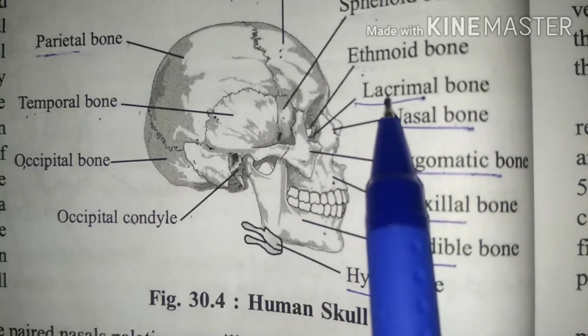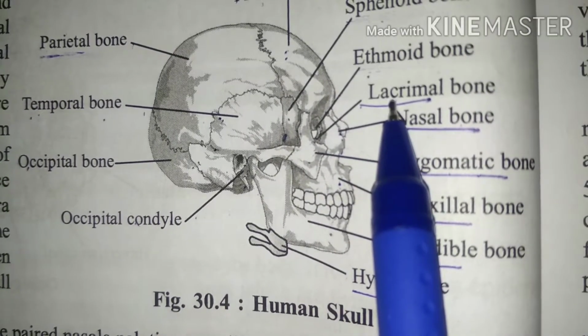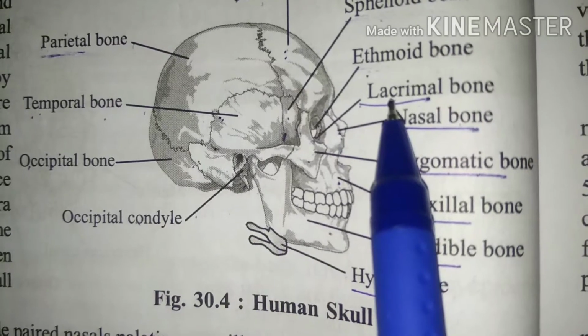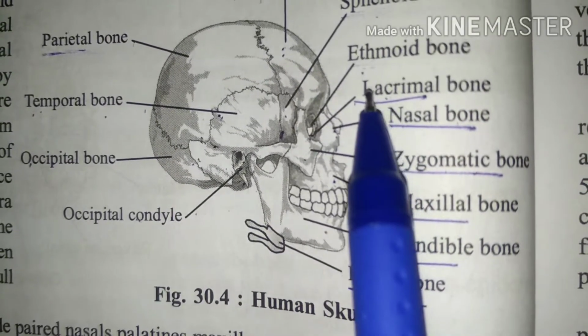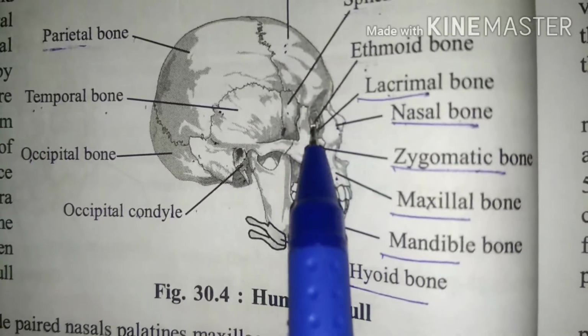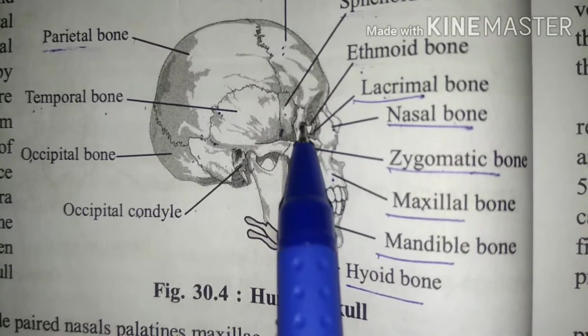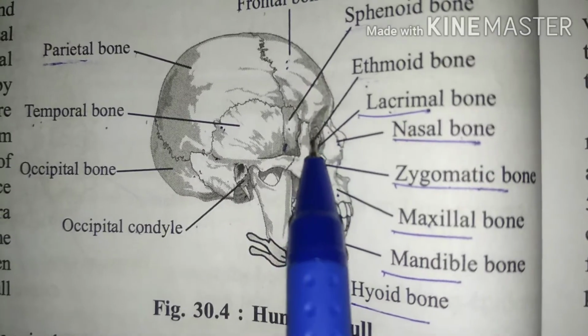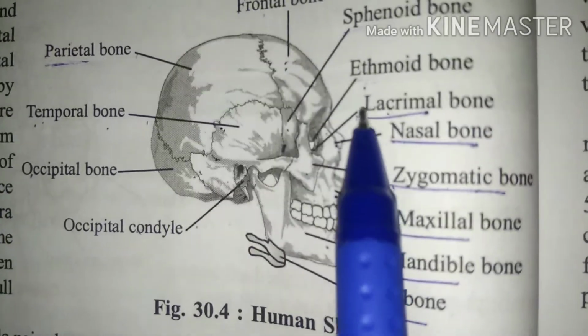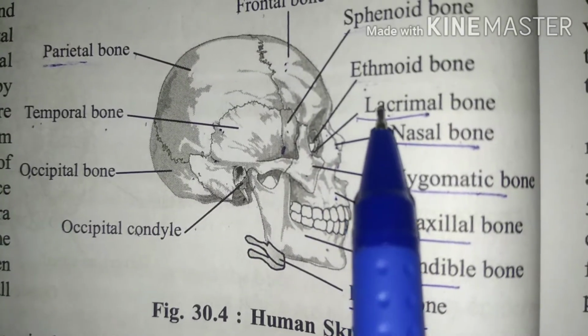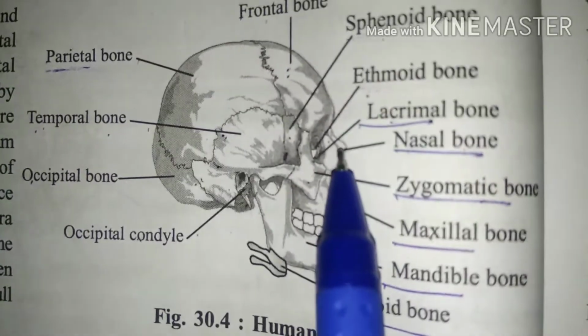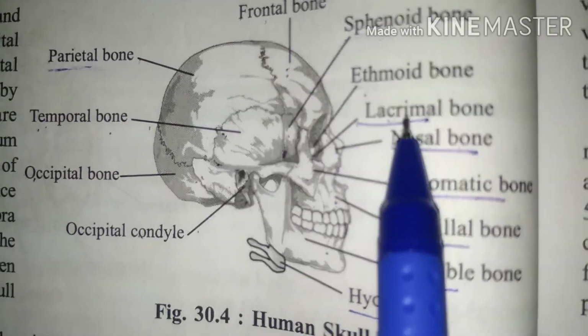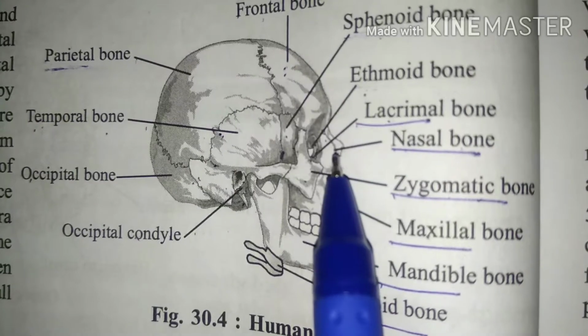Lacrimal bone, located near the nose. It is a thin bone that houses the lacrimal sac, and in this the lacrimal glands are situated, which form tears.